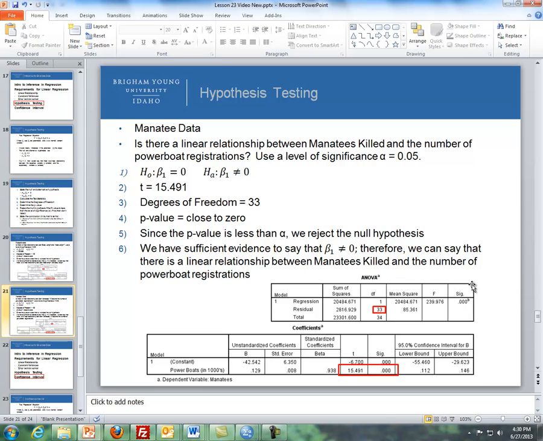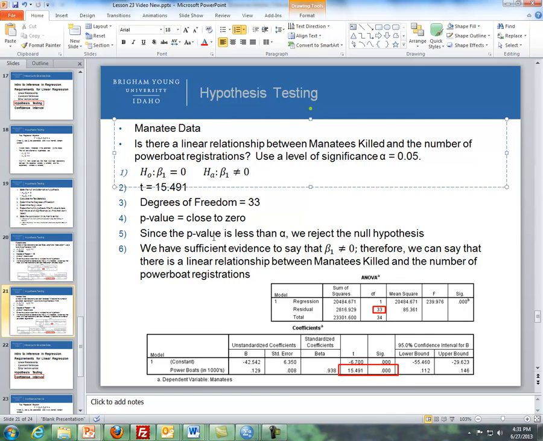Okay. Here's another example. Is there a linear relationship between manatees killed and the number of powerboat registrations? Use a level of significance of alpha equal to 0.05. Here's the null and alternative hypothesis, like it is and will be with every other problem with bivariate data for this class. Where we get these next 3 steps, test statistic, degrees of freedom, and p-value. Here's where we get our test statistic. It's under t, 15.491, and our p-value is close to 0. And our degrees of freedom we get under the ANOVA table, on the residuals row, degrees of freedom, and so that's 33.